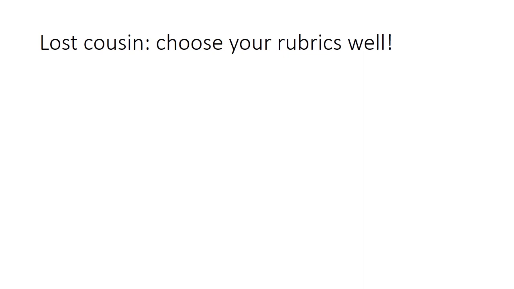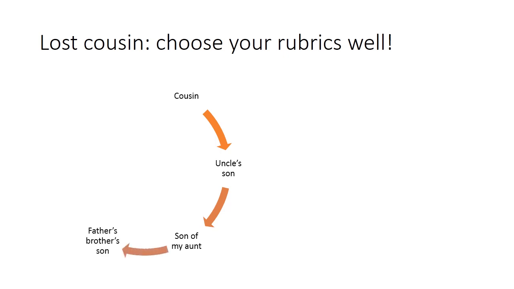Here is an example. Supposing I'm looking for my cousin and I tell you that he is my uncle's son. He is also the son of my aunt. He is my father's brother's son. And he's the son of my uncle and aunt. And he is in the army. Now you will realize I do have 6 rubrics or 6 symptoms out here. But they are basically repetitions of the same thing.